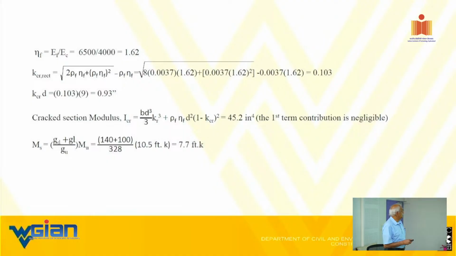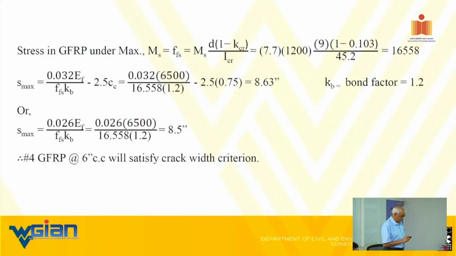That turns out to be 45. Again, please note, just like I told you earlier, this first term contribution is negligible. You can avoid that. And this is the sustained bending moment. I just ratioed it. This is for the factored load. This is the dead load moment. That is the live load. The factored ratio is 7.7.